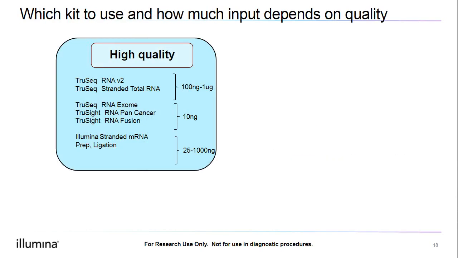As I mentioned earlier, the RNA input quality will dictate which kit we can use. In addition, it will also dictate how much input we would need. If we have high quality input, we can use 100 nanograms to 1 microgram for our TruSeq mRNA and TruSeq Stranded total RNA kit, 10 nanograms for enrichment kits such as TruSeq RNA Exome, Pan-Cancer and RNA Fusion, or 25 to 1,000 nanograms for our Illumina Stranded mRNA Prep Ligation kit. As you can see in this slide, our newer Illumina Stranded kits accommodate a lower input amount.